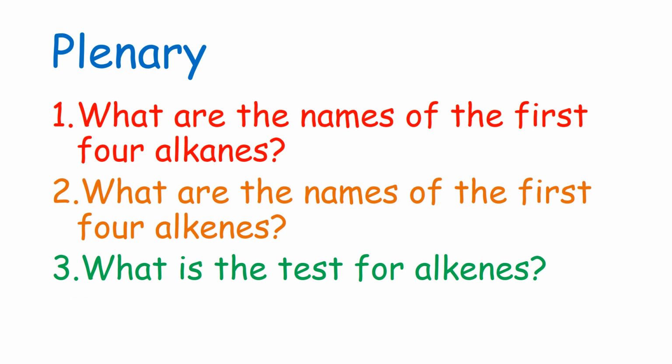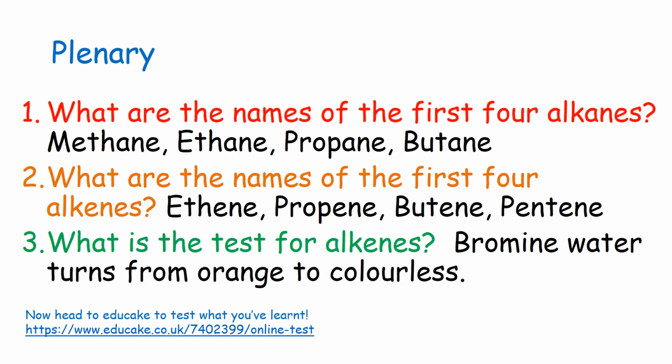Okay, at the start of this lesson, I asked you 3 questions. What are the names of the first 4 alkanes? What are the names of the first 4 alkenes? And what is the test for alkenes? Let's have a look at our answers. So the first 4 alkanes are methane, ethane, propane and butane.